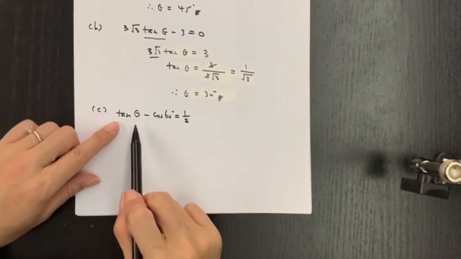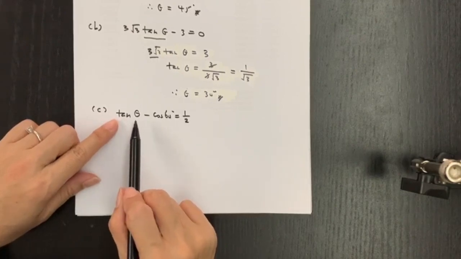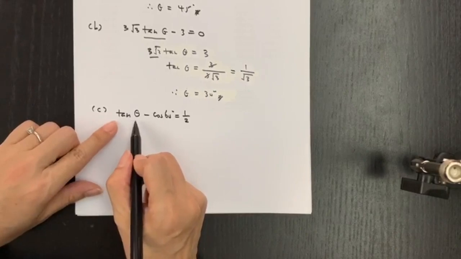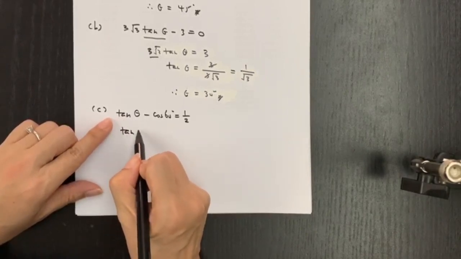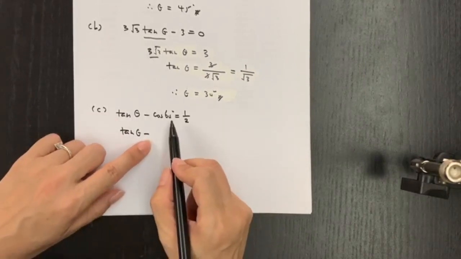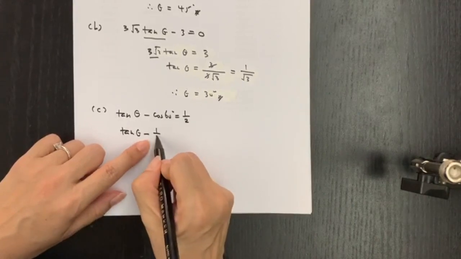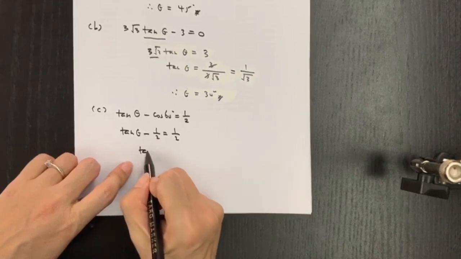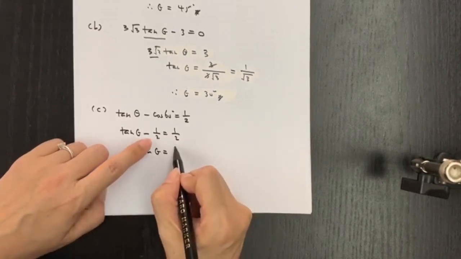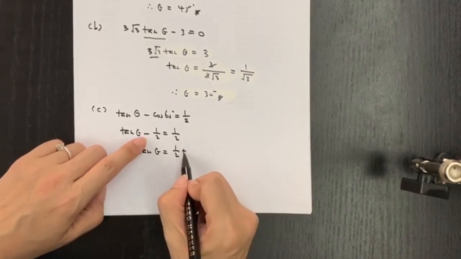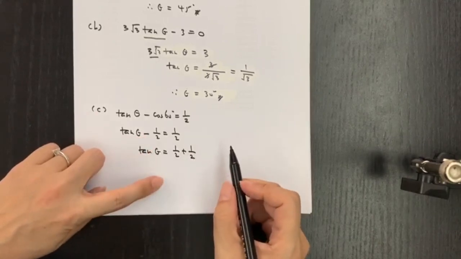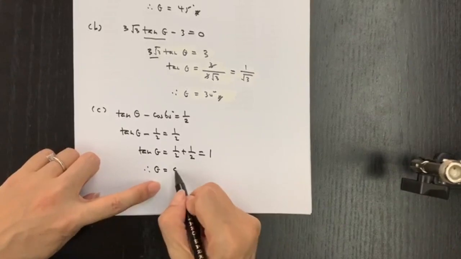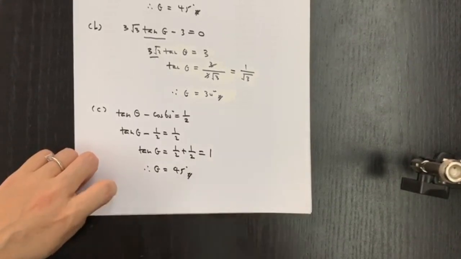Okay, next, this is the equation. Tangent theta minus cosine 60 is equal to 1 over 2. So this is the unknown here. We have tangent theta minus, so what is cosine 60? Cosine 60 is also 1 over 2, equals to 1 over 2. And then tangent theta is equal to 1 over 2, move this to the right hand side, plus 1 over 2. So this is equal to 1. Therefore, what is the value for theta, which is 45.